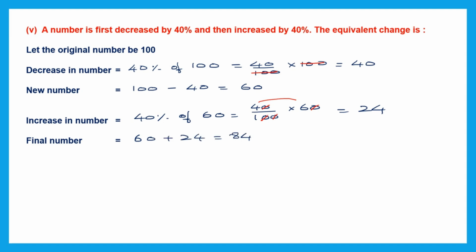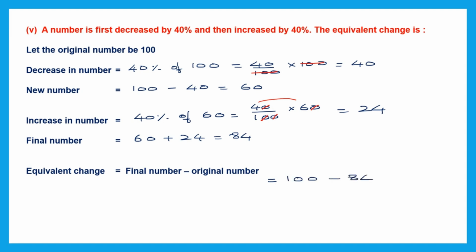So what has been the change here? The change here is final number minus the original number, or the original number minus the final number, because the original number is greater. So we say original number minus the final number, and the original number is 100. The final number is 84. And that is 16. And as we can see, there has been a decrease. Originally it was 100. Now finally it is 84. So from 100, it has decreased to 84.